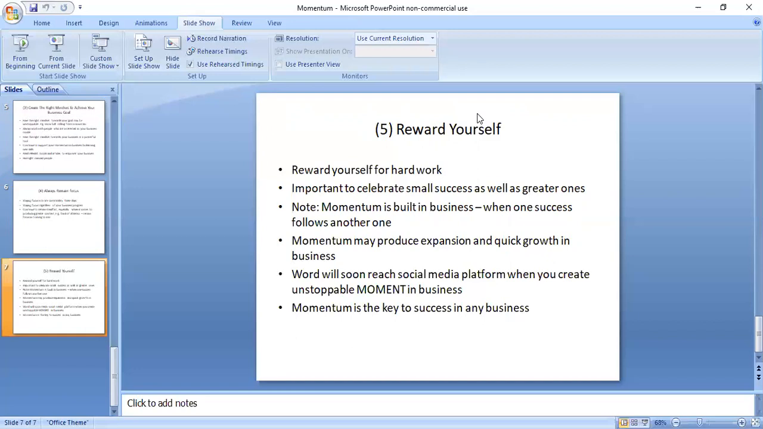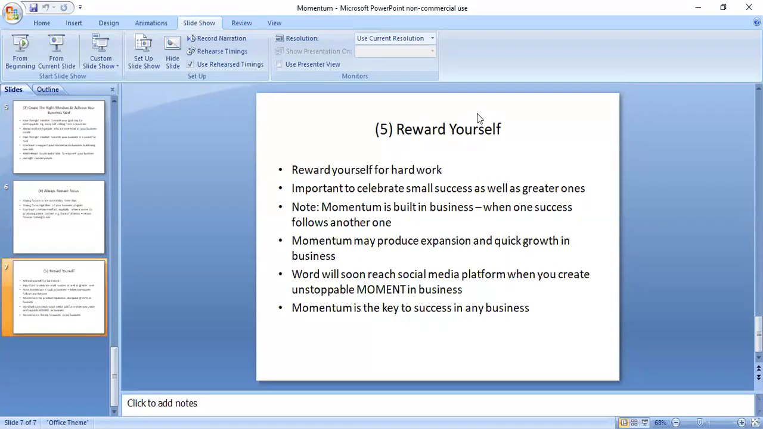It is important to celebrate small successes as well as greater ones. If we only celebrate the small successes, we are losing out. And if we only celebrate the greater successes, we are also losing out, because most likely the smaller one is the groundwork. The larger one builds on that smaller one. So we celebrate as we go along.